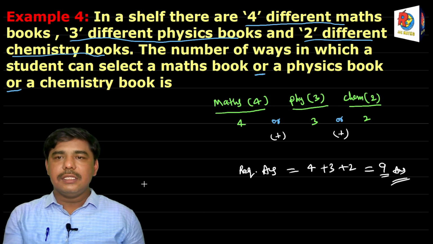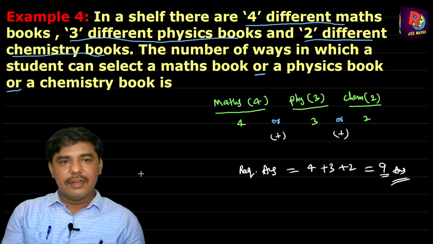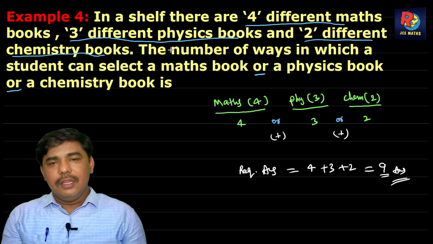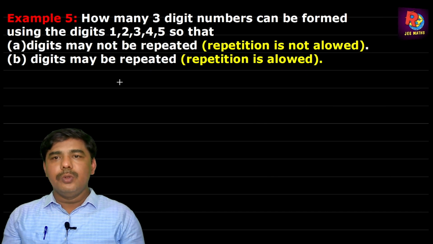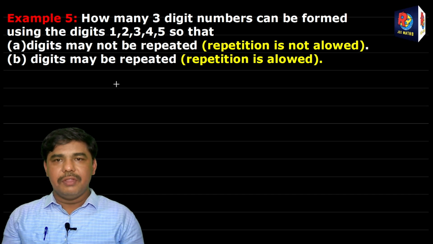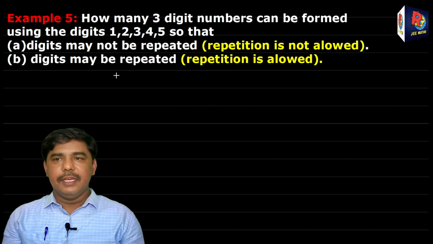So, this is the addition rule. Now, I think you will be clear about the multiplication rule and addition rule. Now, we will move to 2-3 examples. One more example I will discuss. You can observe this, based on this only.